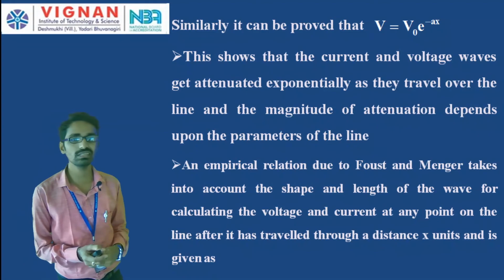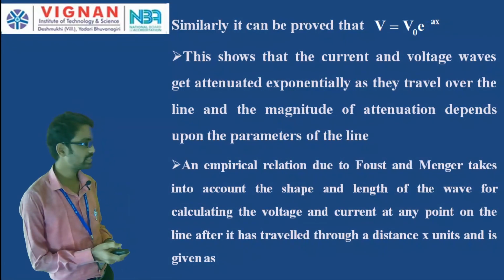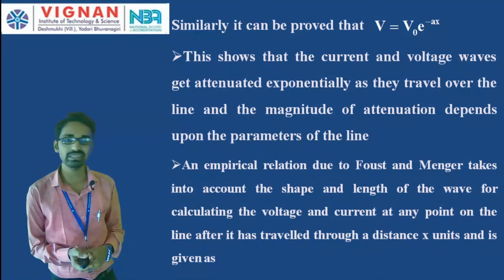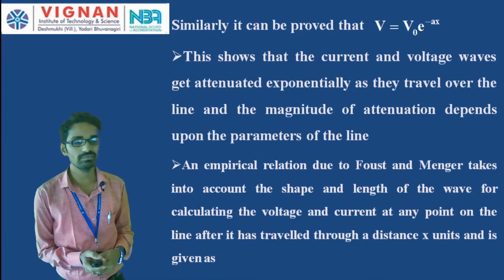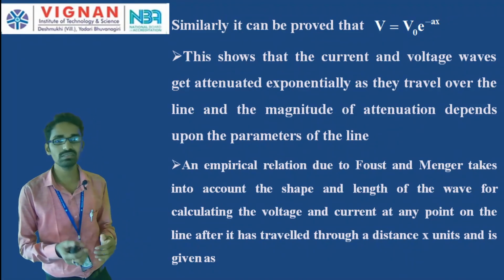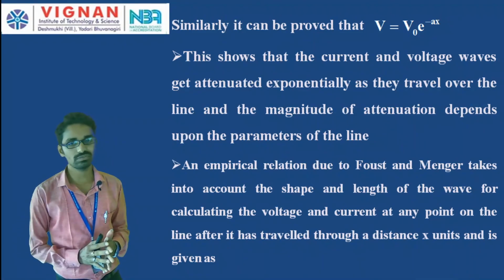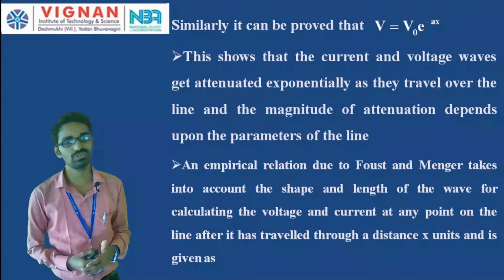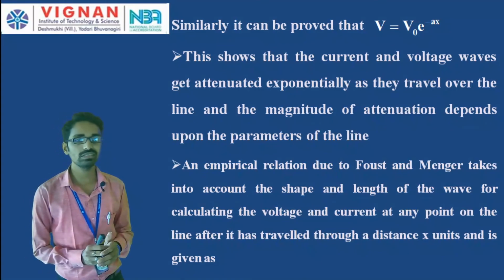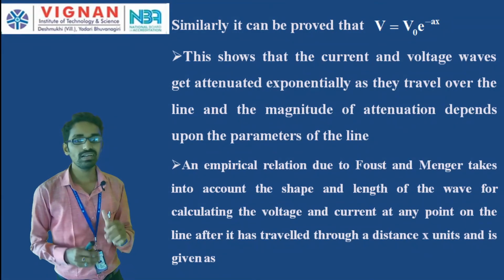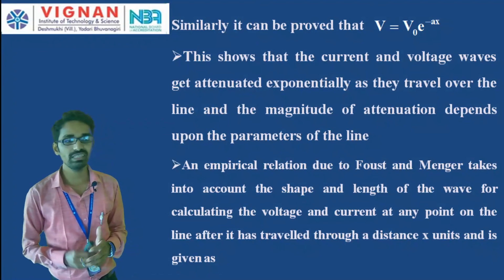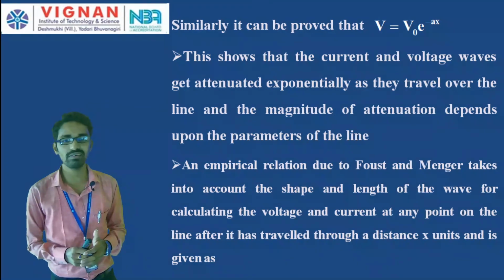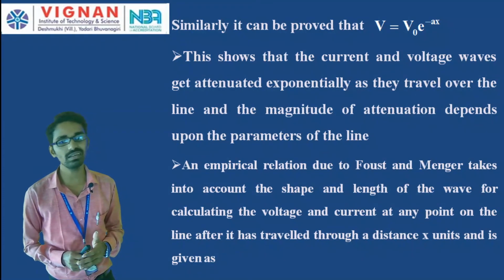This shows that the current and voltage waves get attenuated exponentially as they travel over the line, and the magnitude of the attenuation depends upon the parameters of the line. This attenuation means it is going to reduce the magnitude of the voltage or current waves. If this attenuation is not there, the traveling waves will damage the equipment when they reach it.